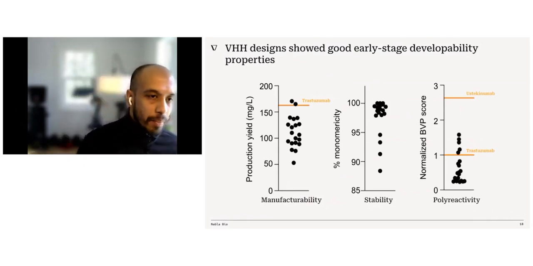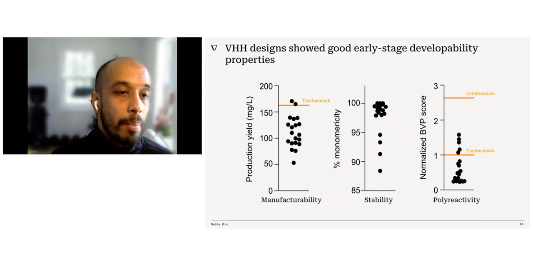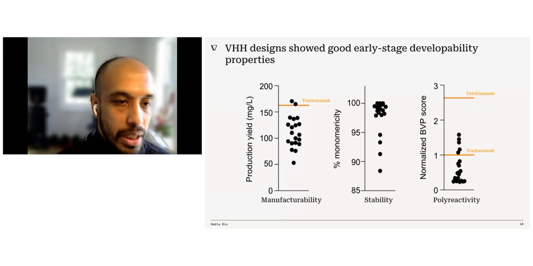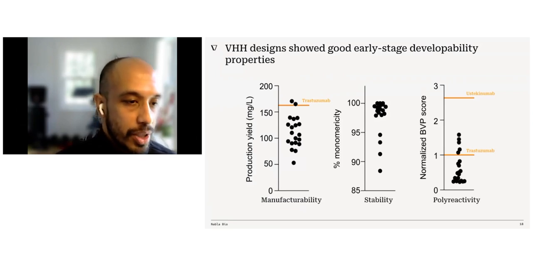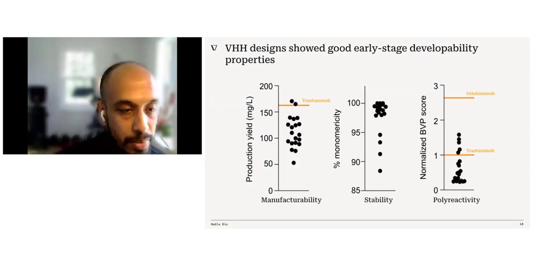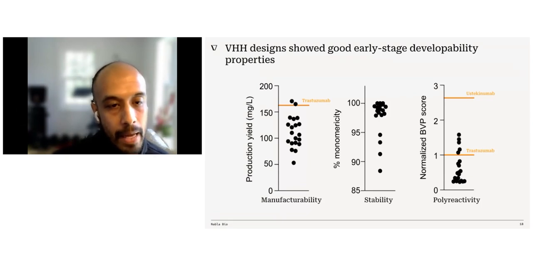We also characterized all of the binding VHHs for early stage developability properties, looking at properties like production yield, percent monomericity, as well as polyspecificity as measured by BVP ELISA. And generally, these de novo VHHs looked pretty good. So in terms of production yield, over half of them are expressing at greater than 100 mg per liter purification yield. They're all, or nearly all, greater than 95% monomeric by SEC. And in terms of BVP ELISA, where lower is better on this third plot, the majority of these designs actually looked less polyreactive than trastuzumab, which is a well-established non-polyreactive clinical benchmark.